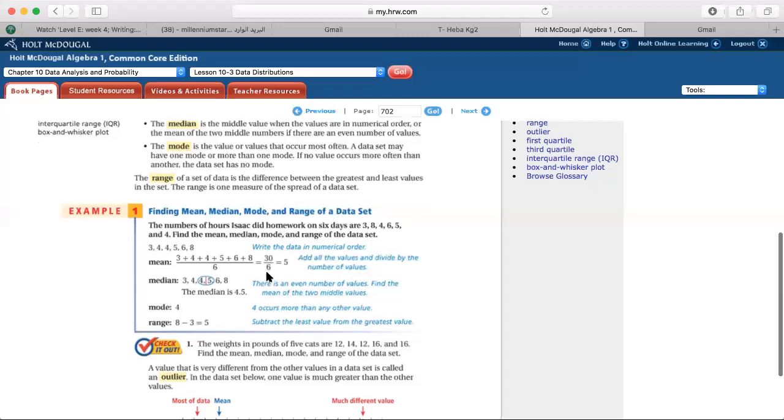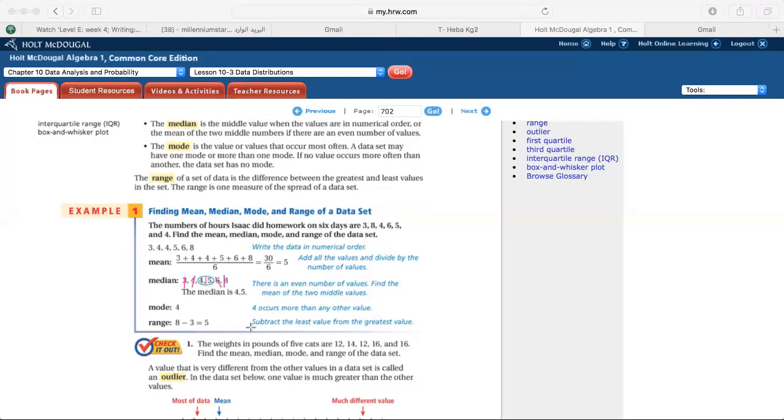Okay. So the median here is 4 and 5 after crossing from left and right. One from here and one from here. One from here and one from here. What is left? 2 numbers, 4 and 5. There is an even number of values. Find the mean of the 2 middle numbers.